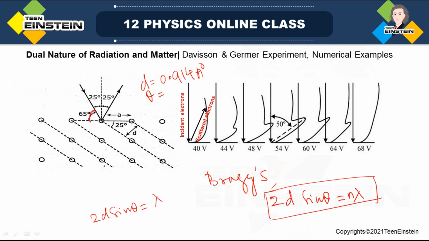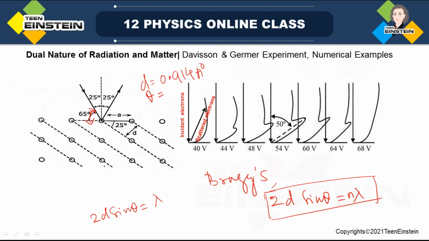This glancing angle is theta. According to Bragg's law, 2d sin theta equals n lambda. This theta is the glancing angle, the angle the incident electron beam is making with the planes. That is called the glancing angle.